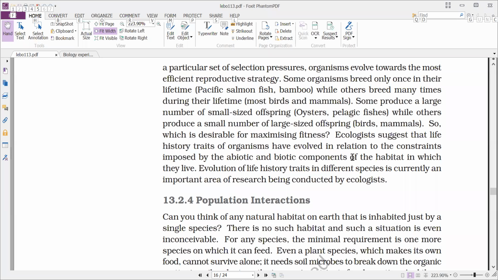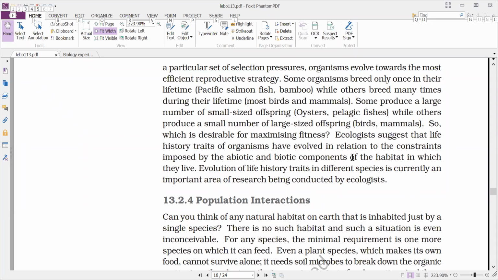So some will produce a small number of large-sized offspring, which is desirable for maximizing fitness. That means different organisms are following different strategies to maximize their population. Ecologists suggest that life history traits of organisms have evolved in relation to the constraints imposed by the abiotic and biotic components of the habitat in which they live.